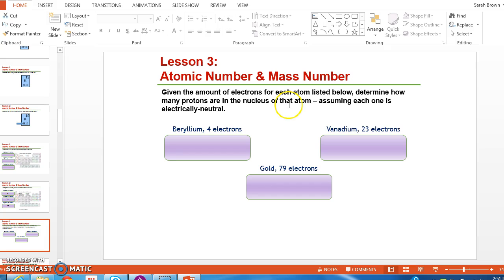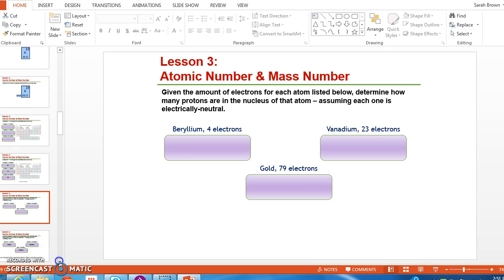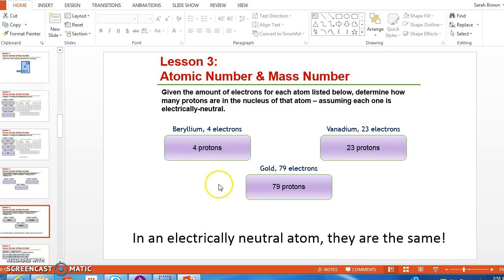Given the amount of electrons for each atom listed below, determine how many protons are in the nucleus of that atom, assuming each one is electrically neutral. So as long as they're electrically neutral, it's going to be the same. So beryllium will have 4 electrons, 4 protons. Gold will have 79 electrons and 79 protons. Vanadium will have 23 electrons and 23 protons.